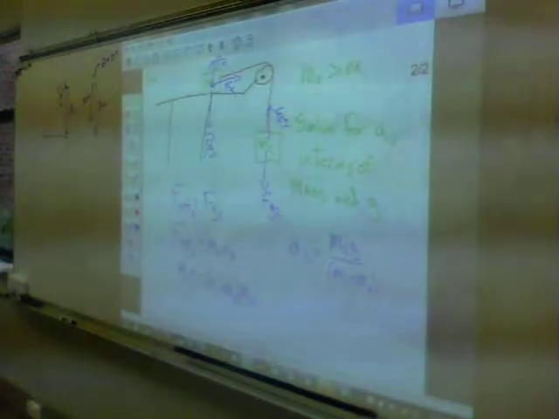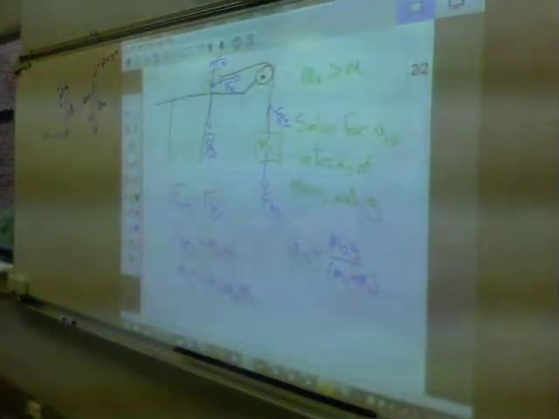Around here, g is equal to Fg over m. So that's also given.